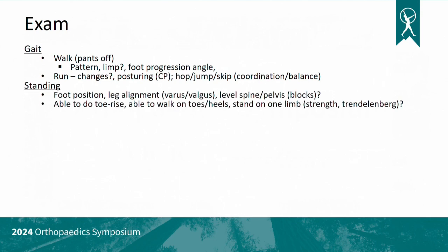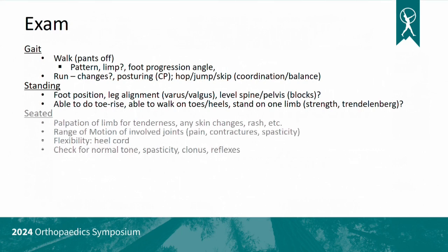And then standing, I always look at their alignment. What's their alignment like? Is their pelvis level? Are they trying to get their foot up off the ground? Are they knock-kneed or bow-legged? Is there asymmetry between the two sides? And then I'll see if they can rise up on their toes. Can they walk on their heels? And that gives me a lot of information about strength and what muscles are working, what muscles aren't working.